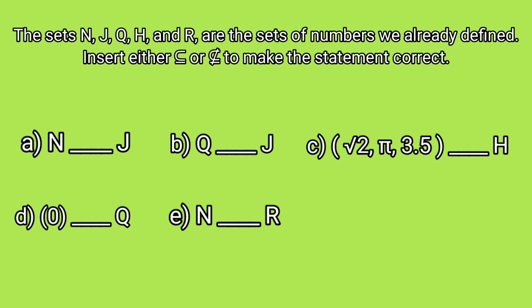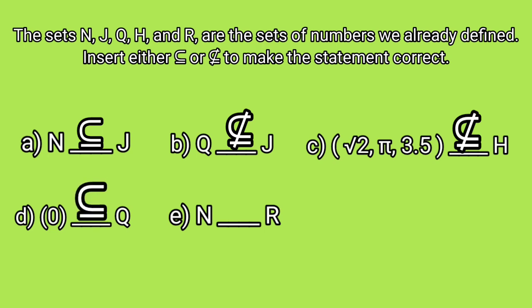Solution. In A, because every natural number or positive integer is an integer, N is a subset of J. In B, because there are rational numbers that are not integers, Q is not a subset of J. In C, square root of 2 and pi are irrational numbers, but 3.5 is a rational number, therefore square root of 2, pi, 3.5 is not a subset of H. In D, 0 is a rational number, and thus 0 is a subset of Q. In E, every positive integer is a real number, hence N is a subset of R.